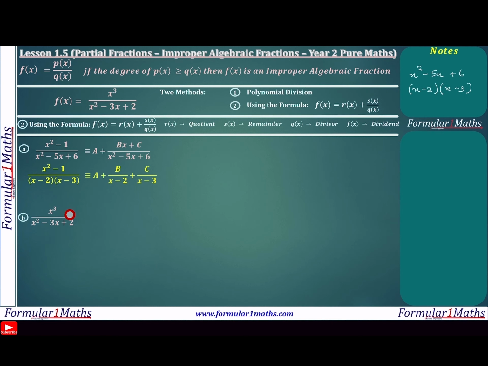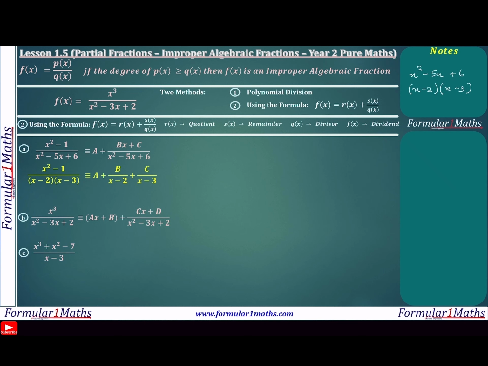The next one is x cubed over x squared minus 3x plus 2. So in this case, the numerator has a degree of 3 and the denominator has a degree of 2. The difference is 1. So in this case, r of x will be a linear function and s of x will be a linear function as well, because q of x, which is x squared minus 3x plus 2, is quadratic. So we get that. And you can see that the degree of r of x here is 1, which corresponds with the difference between the degree here and the degree over there. So this is linear because of the difference between the degrees being 1. And this is linear because the denominator is quadratic.